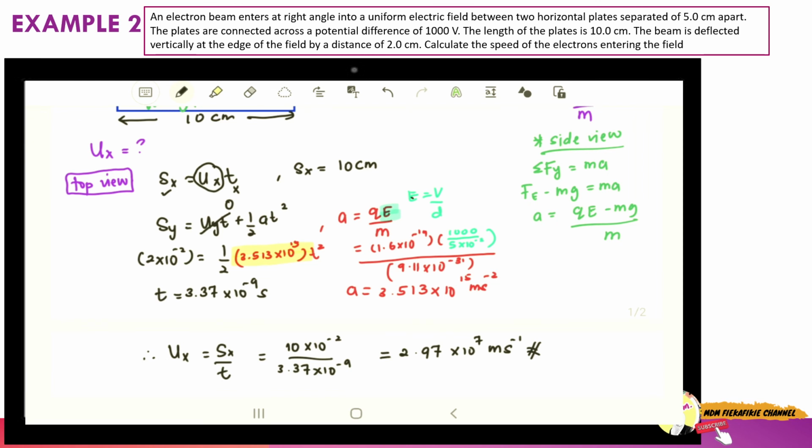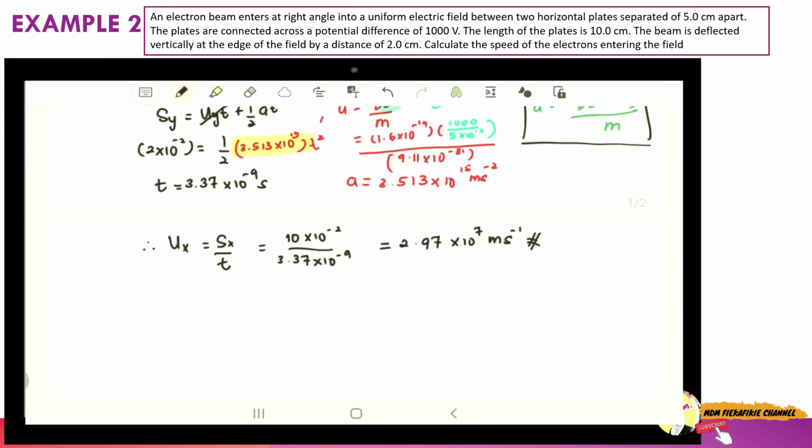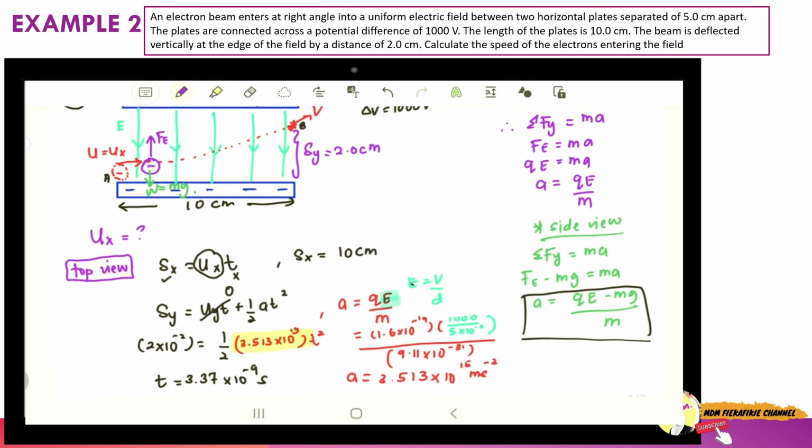And how about if we use the side view method? Kita kena consider weight tadi kan. So ini ada acceleration A dia. Let's try to calculate acceleration first. Caranya sama, cuma A saja dia berbeza nanti. This one is from the side view. So you can calculate A is equal to QE minus mg over m. Macam tadi saya dah terangkan, from the side view, you still have the weight of the electron where the direction is downward.